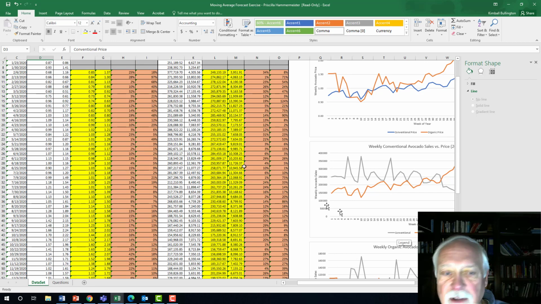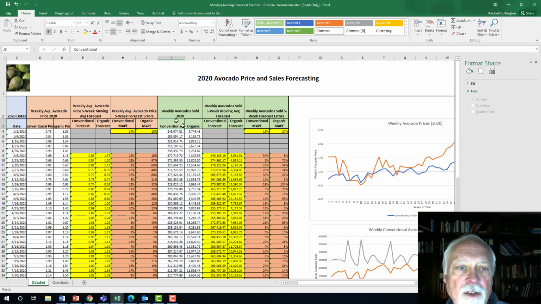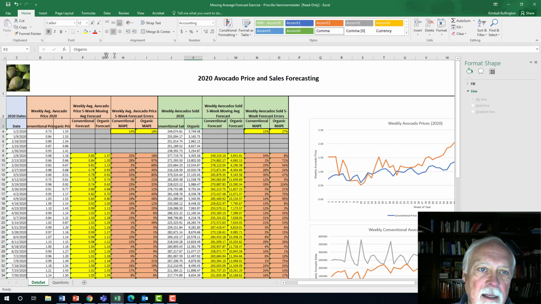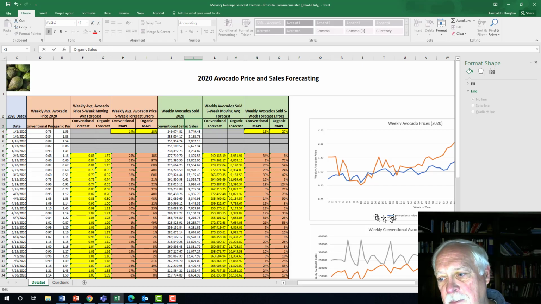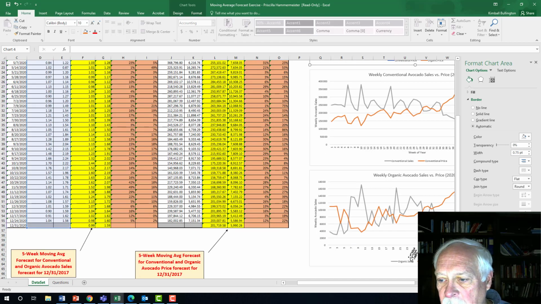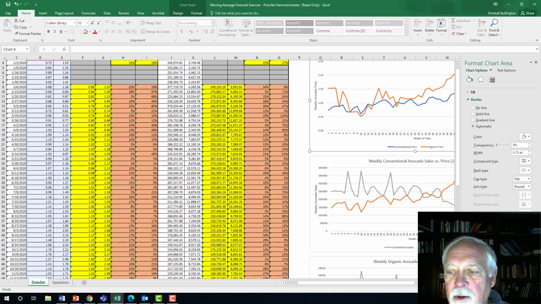You have conventional price. So this is conventional sales. I have to get my fingers located. Sales, and organic sales. At least this is one way to do it. And then you have conventional sales and conventional price, organic sales, organic price, and they're all labeled.